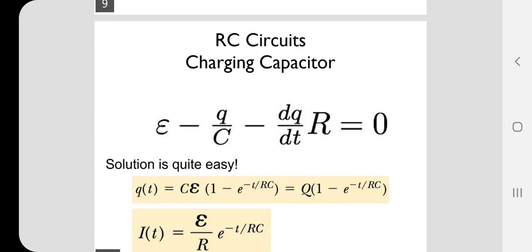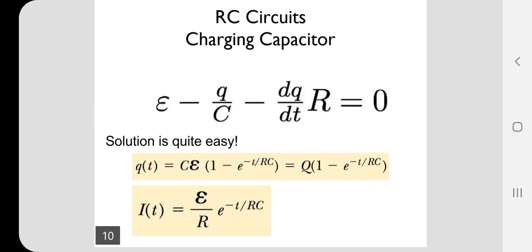Therefore, you take the q of t, which is the solution to what we call the first order differential equation. So you may try to do this. The q of t is equal to CV into (1 minus e power minus t by RC). Otherwise, you may rewrite the equation as q into (1 minus e power minus t by RC).